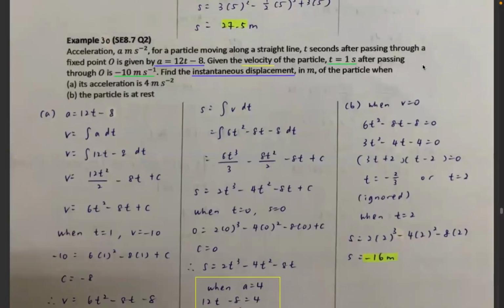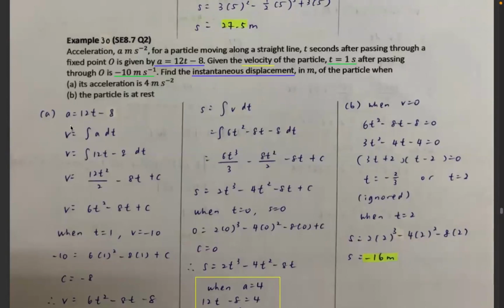Example 30. The acceleration of a particle is given by a equals 12t minus 8. Find the instantaneous displacement of the particle when its acceleration is 4 meter per second squared. So when you are given an acceleration function, you have to perform 2 consecutive integrations to get the displacement function. So we do integration step by step.